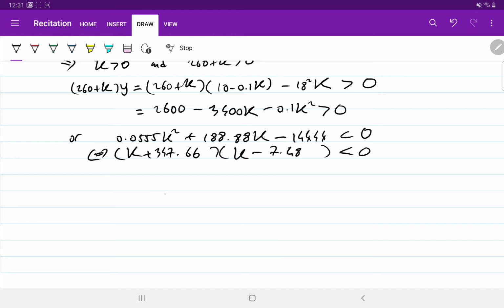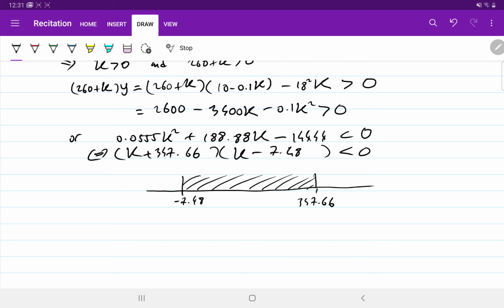So we know that, so we have a real line. This is the real line. This point represents minus 7.48. This point represents 347.66. So you have three regions here. Say k is 0, so 0 is somewhere here, right? If k is 0, then we have negative, so obviously this is the region that satisfies this condition.